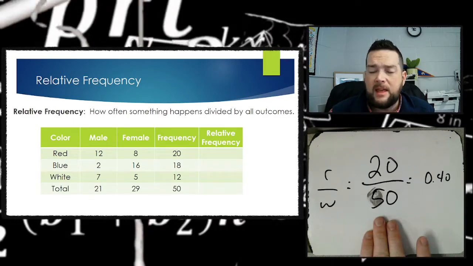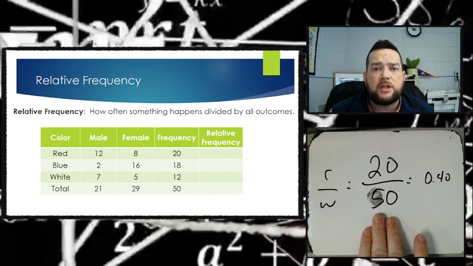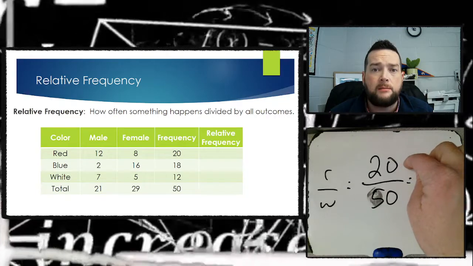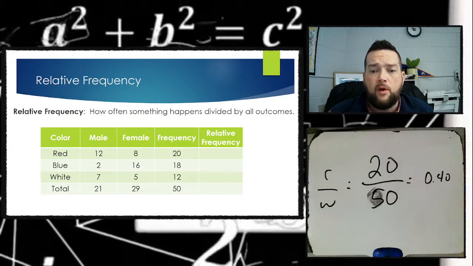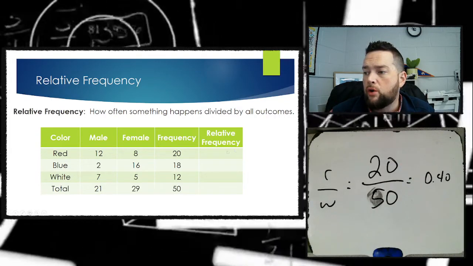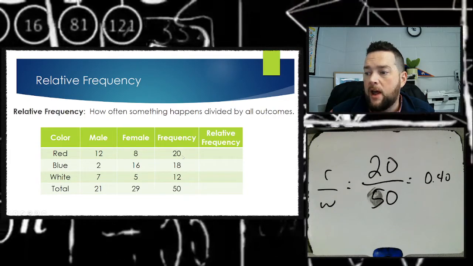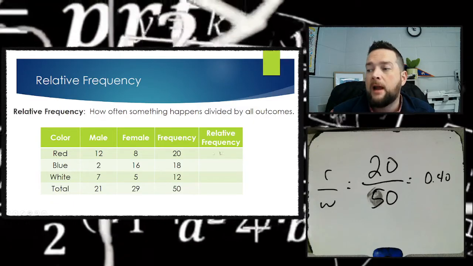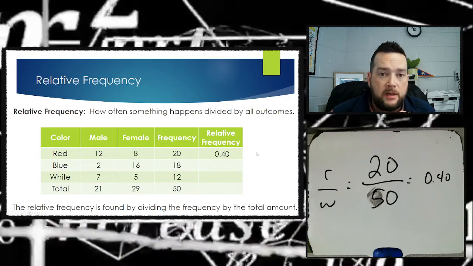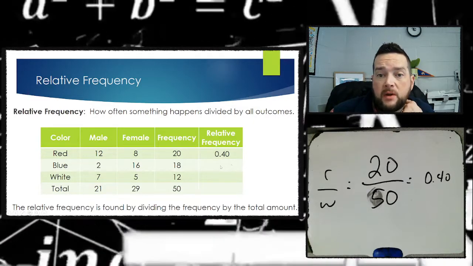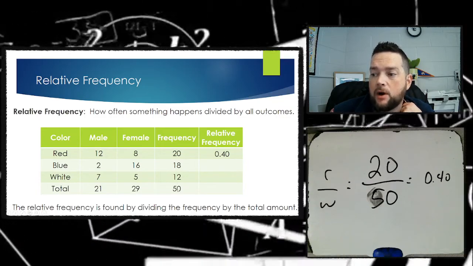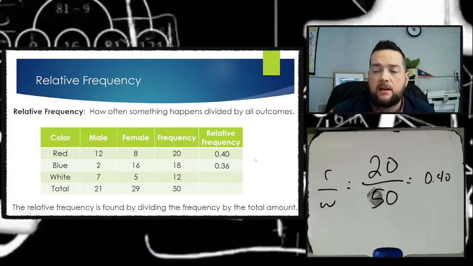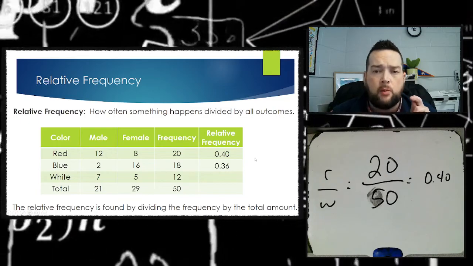But the way to get that relative frequency is just to think about your intended outcome. So the relative frequency of red, which is that first row, is 20 parts out of 50 whole, and then converting that to a decimal. The relative frequency that is blue is 18 parts divided by 50. When you divide 18 by 50, you get the decimal notation of 0.36.